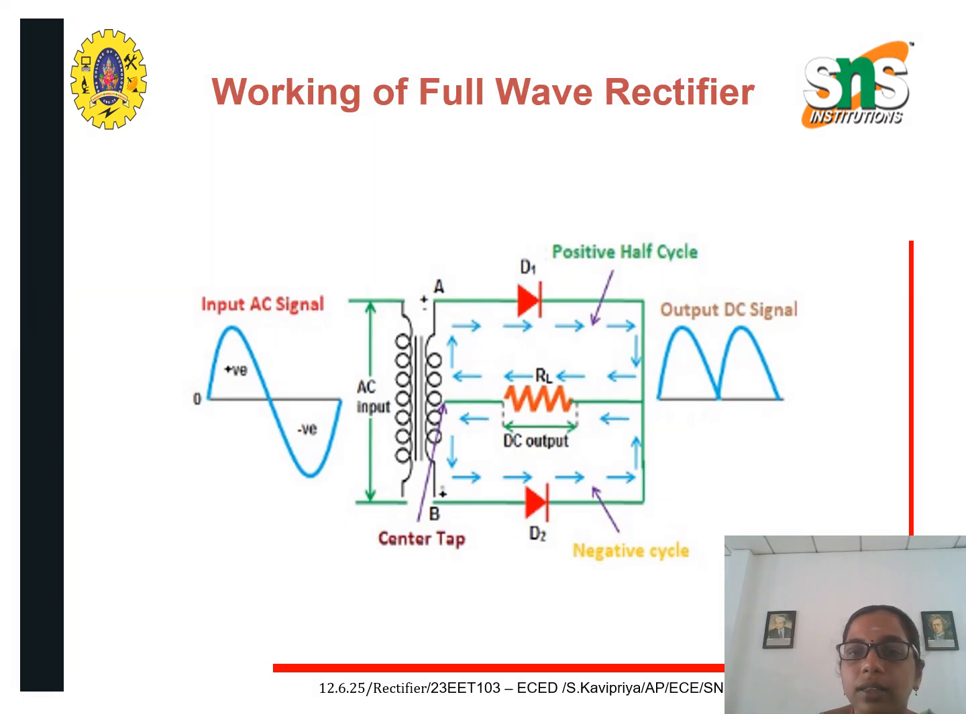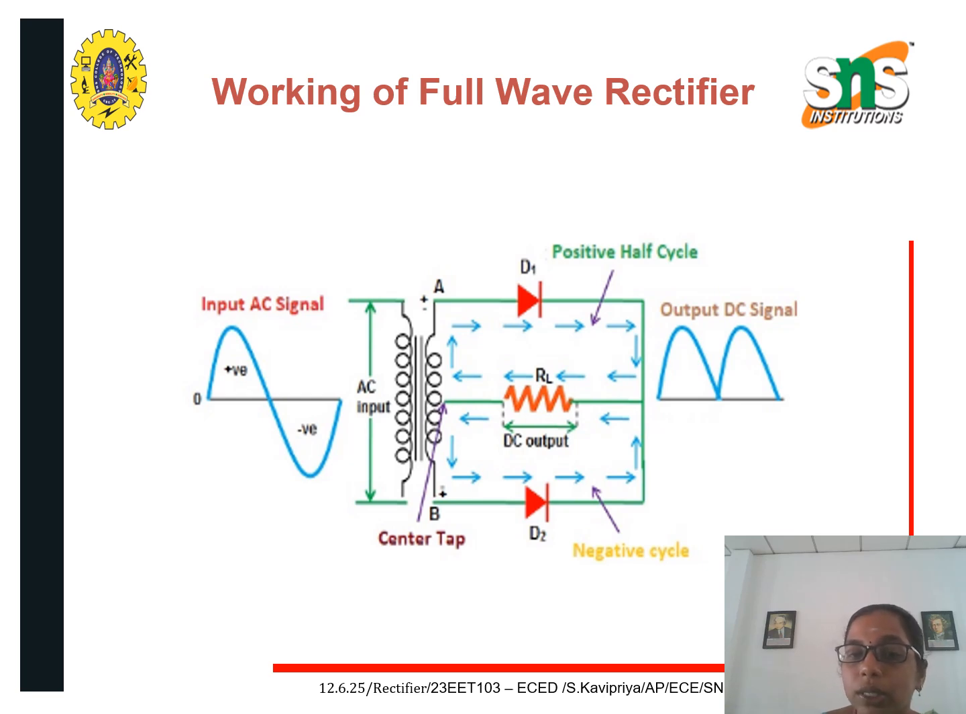And this is the circuit diagram for the full wave rectifier. An important component here is a center tap transformer. We'll have two diodes instead of one, as in the half wave rectifier. So we'll have two diodes and we'll be using a center tap transformer.